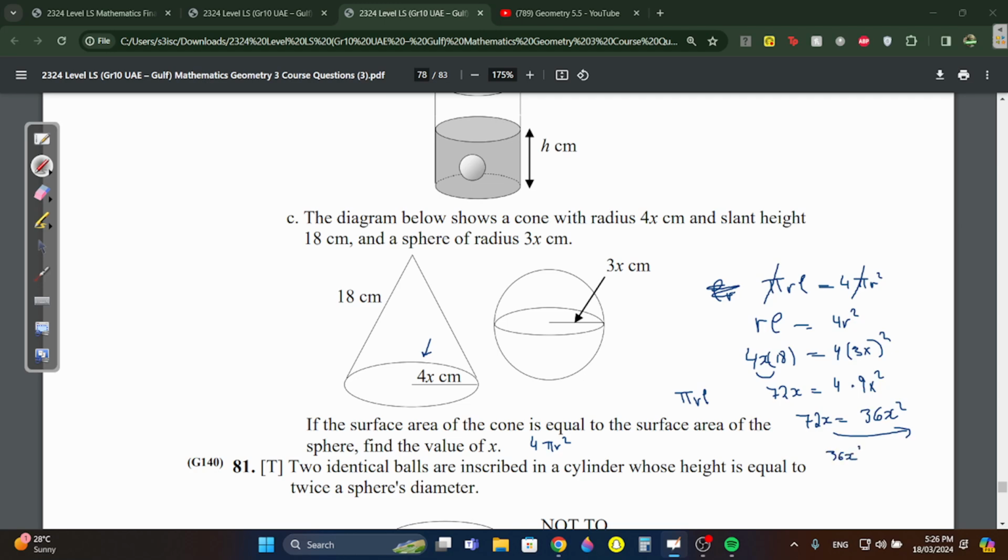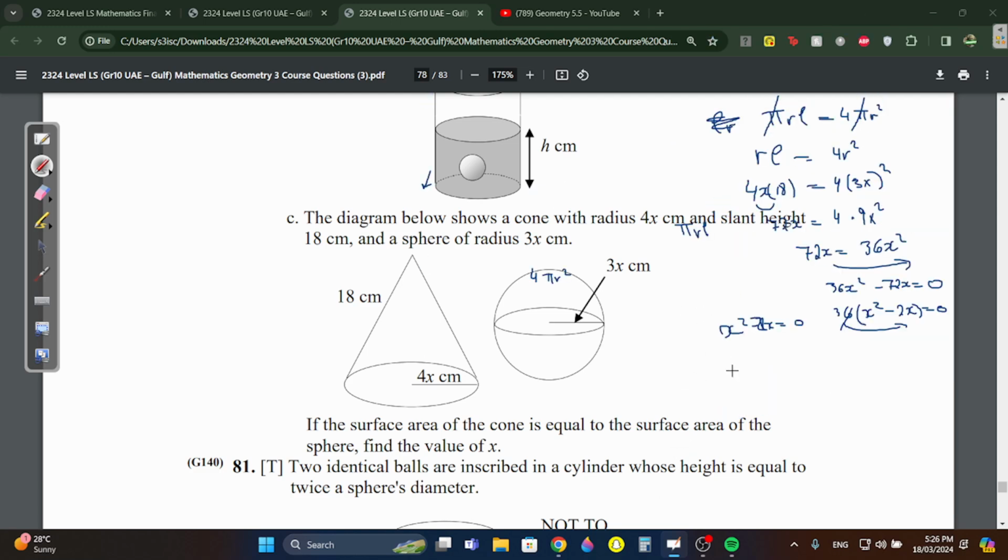Take it to the other side. You get 36x squared minus 72x equals 0. Factor out 36 and divide by 36 on both sides. You get x squared minus 2x equals 0. Factor out the x. It will be x times (x minus 2) equals 0. You get two solutions: x equals 0 directly, or x minus 2 equals 0, which gets you x equals 2. So these are my two solutions, x equals 2 and x equals 0.